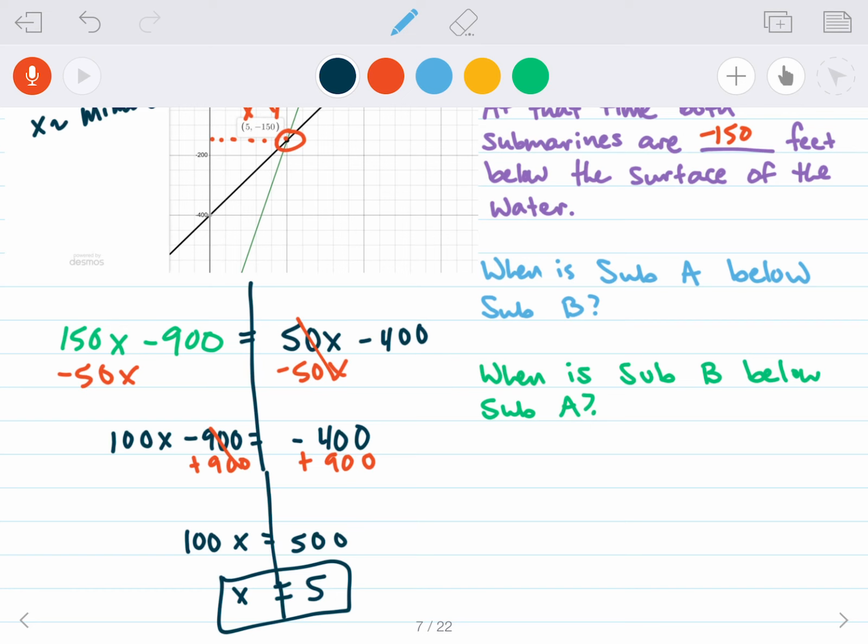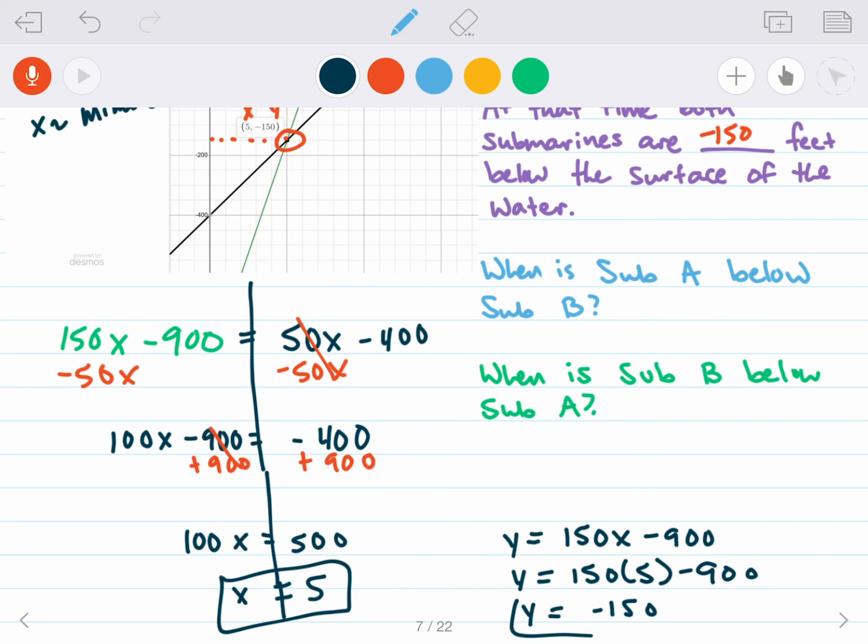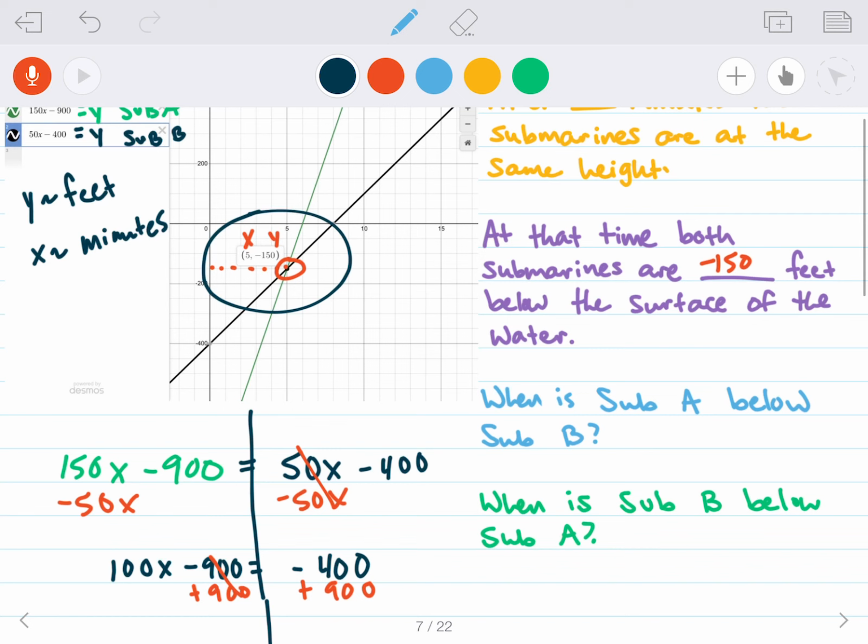And to actually figure out the height algebraically, I can take either of these equations. I'm going to just take the first one, which was 150x minus 900, and plug in 5 to see what I get. Again, I could have used the second equation, 50x minus 400, but it doesn't matter. So when you evaluate this out, you should indeed get negative 150. So that's how we can do that purely algebraically. Graphically, all we have to do is look at the intersection point.